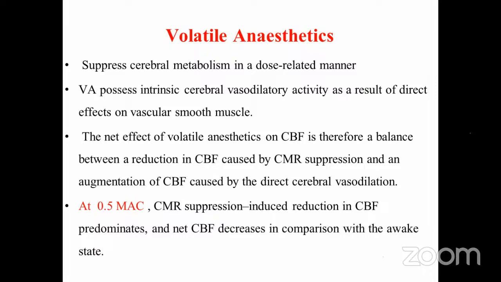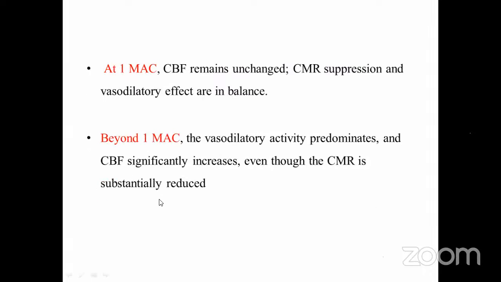At 0.5 MAC, cerebral metabolic rate suppression-induced reduction in cerebral blood flow predominates. Thereby, the net effect is that cerebral blood flow decreases compared to the awake state. At 1 MAC, cerebral blood flow remains unchanged because there is a balance between cerebral metabolic rate suppression and vasodilator effect. So there is no increased blood flow or decreased blood flow. It is stable at 1 MAC. Beyond 1 MAC, the vasodilator activity predominates, thereby increasing cerebral blood flow.